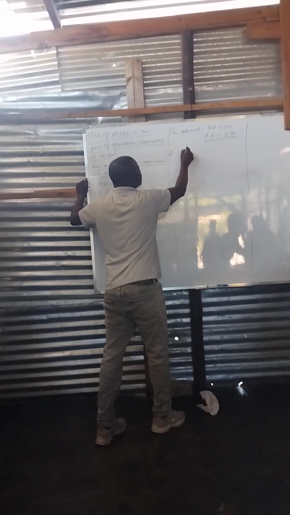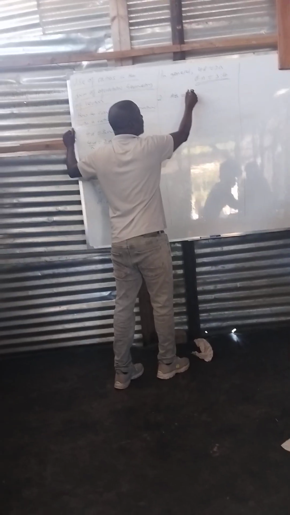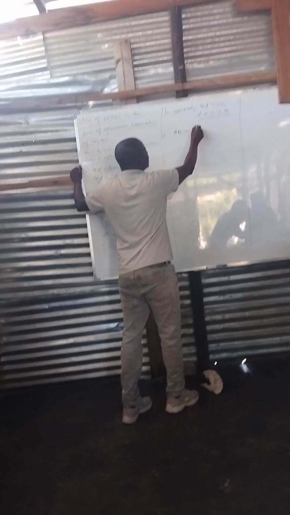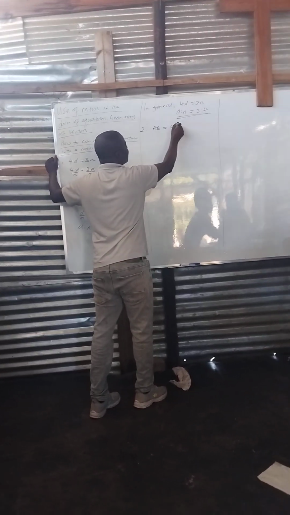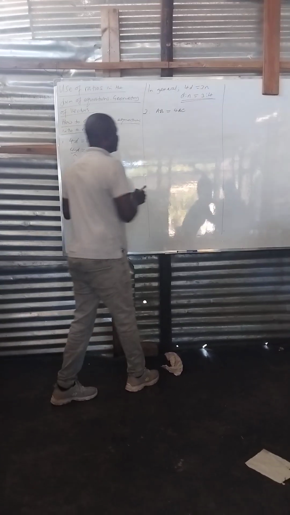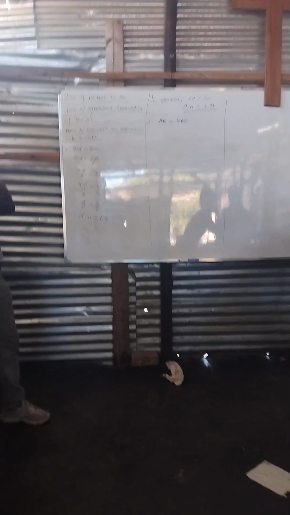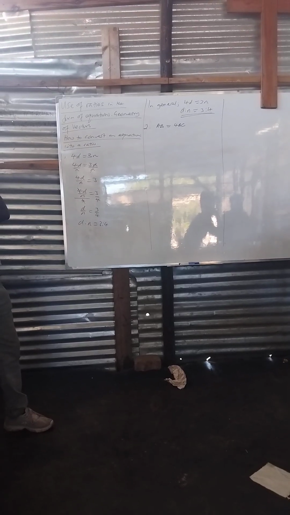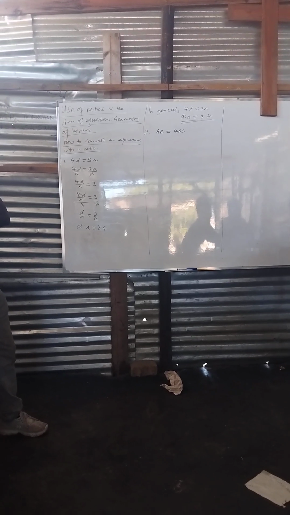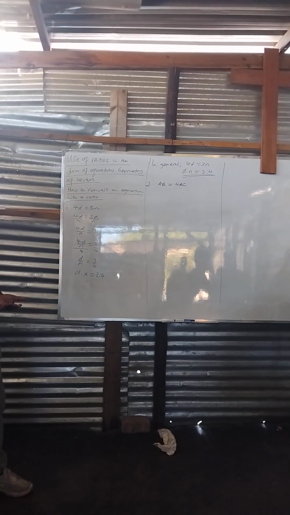Now AB is equal to 4 BC. I want to make a ratio there. In a similar way, we can do it the longer way, then we summarize in general.